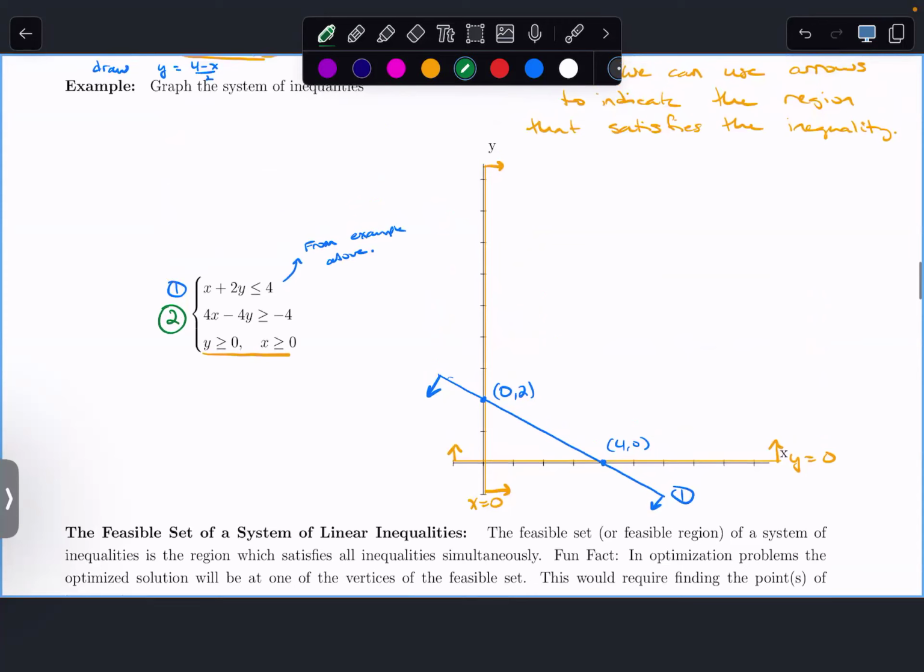And the spacing got kind of weird here. So I'll start up here so I have enough room. 4x minus 4y has to be greater than or equal to -4. First thing I'm going to do is rearrange this into an inequality of y equals mx plus b. And so again, -4y is greater than or equal to -4 minus 4x.